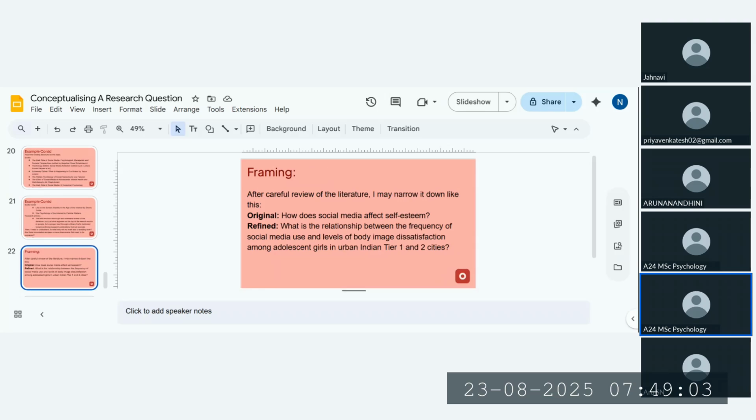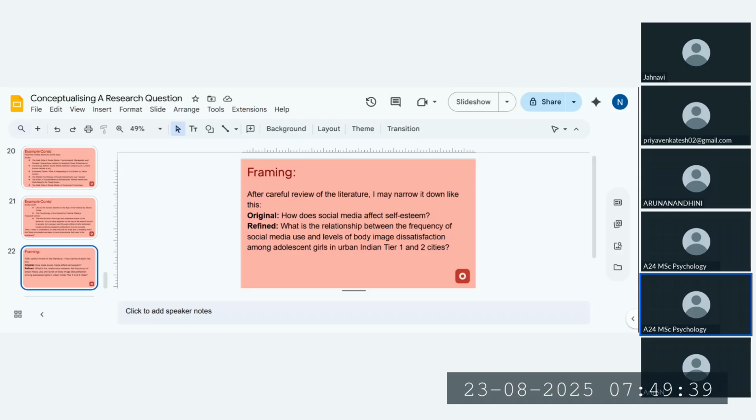Then after careful review of the literature, I may narrow it down like this. Okay, now this is just my own example. It's not based on any major literature mapping or anything. I've just thought of a random example, and all of you can contribute more. The original was, I remember, how does social media affect self-esteem, right? Now, one book I read was Jonathan Haidt's, where he talks very seriously about the effects of social media on adolescent brains.